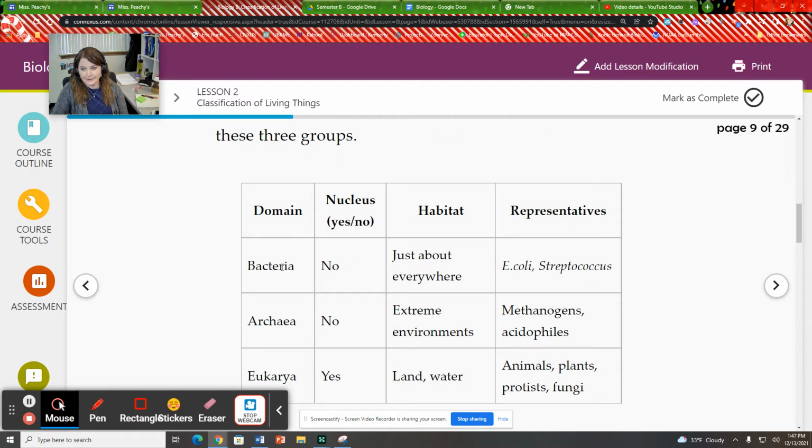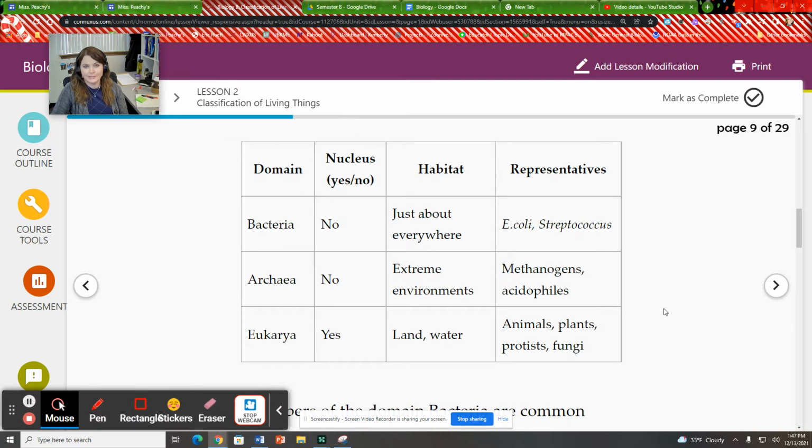So bacteria, these are just about everywhere. These are prokaryotic organisms, right? But they differ from archaea. Archaea is a different type of single-celled organism, also prokaryotic, but these are found specifically in extreme environments. Sometimes we call them extremophiles, and we did talk about them in the last lesson of the previous unit. So our methanogens and our acidophiles fall into that category. Those two domains are all single-celled prokaryotic organisms.